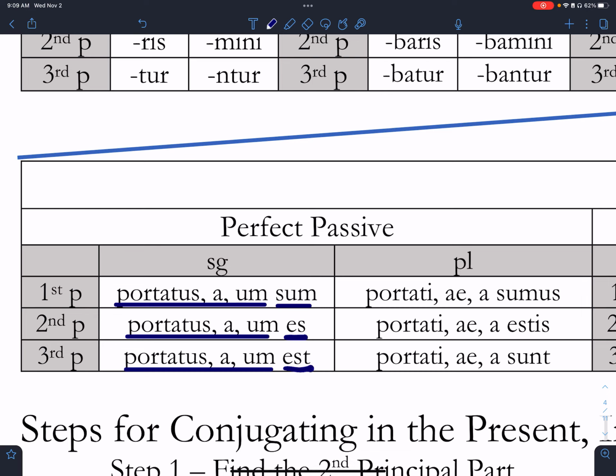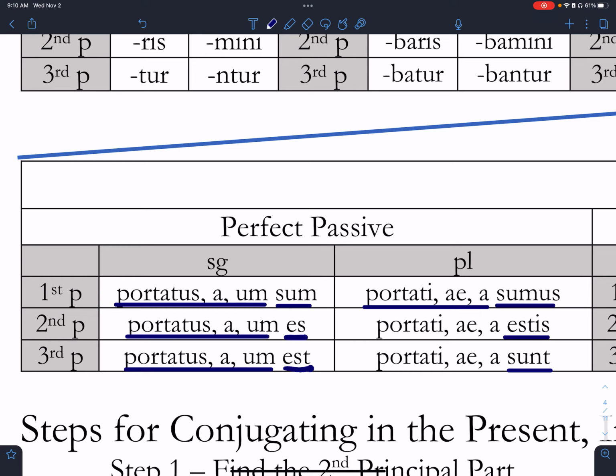Okay, now we move to the plural, right? It becomes portati a. Why does that change, do you think? Because it's plural now, right? And then you take sumus, or plus estis or sunt. So all you're doing is using the 4th principal part of the verb and using a present of sum, esse, fui, futurus, to be. That's how you form the perfect passive.